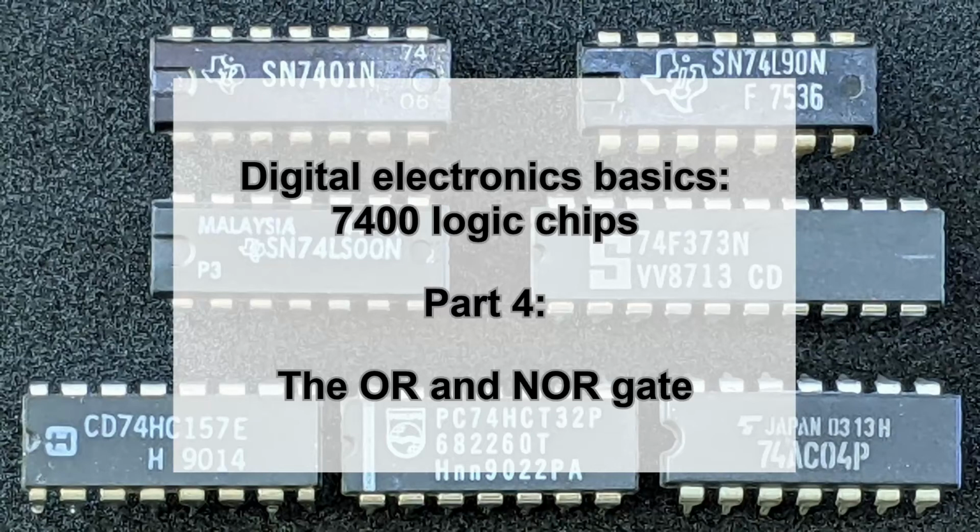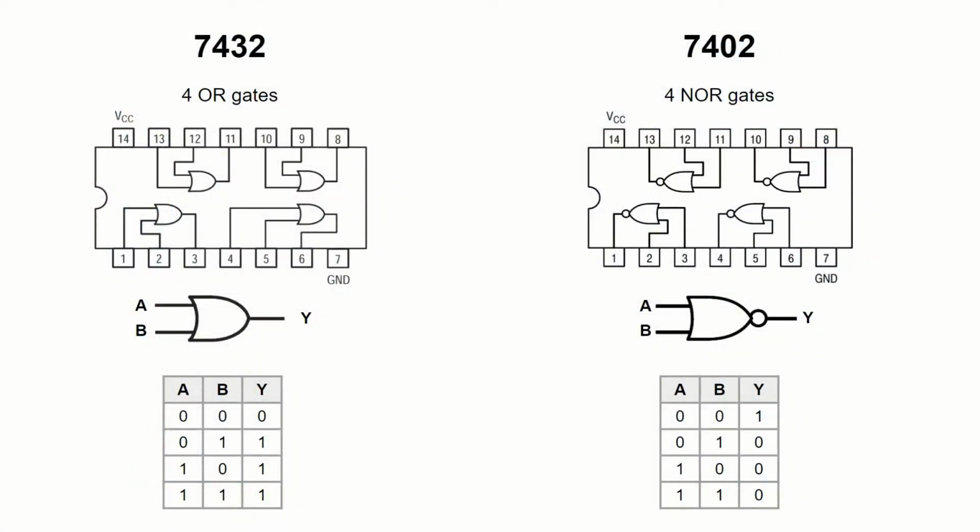In this bite-sized video, we focus on two logic gates, the OR and the NOR gate. Both have at least two inputs and one output. The OR gate implements logical disjunction. Take a look at the truth table.